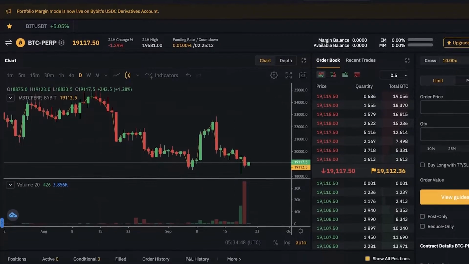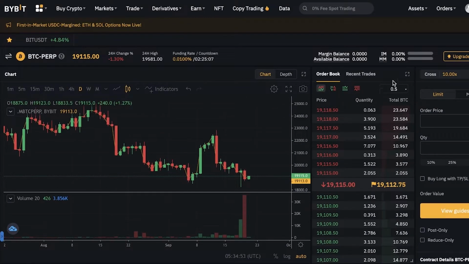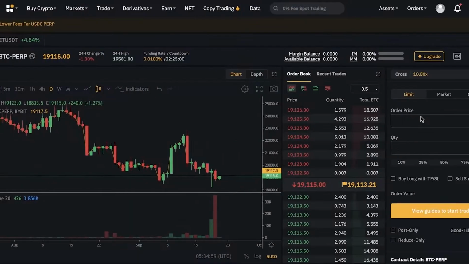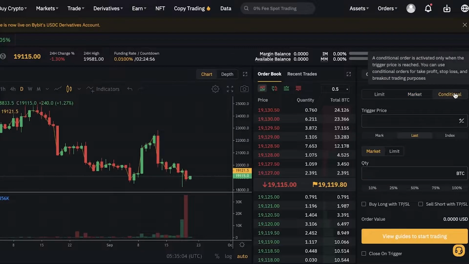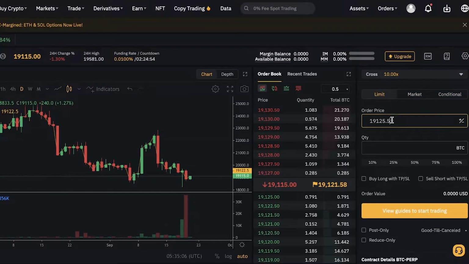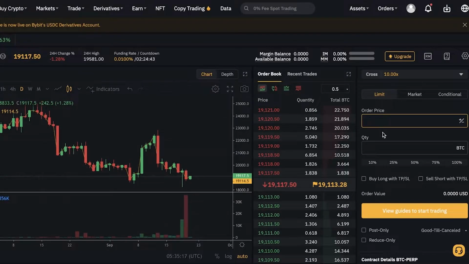Now, if you scroll down at the bottom, you will have any of your open orders as well. On the right side of your screen, you have all of your actual trading info. First off, you have a limit trade, a market trade, or a conditional trade. A limit trade is a very simple trade where you put in a specific order price, put in the number of crypto tokens you want to buy, and you can choose to purchase or sell at that specific price.